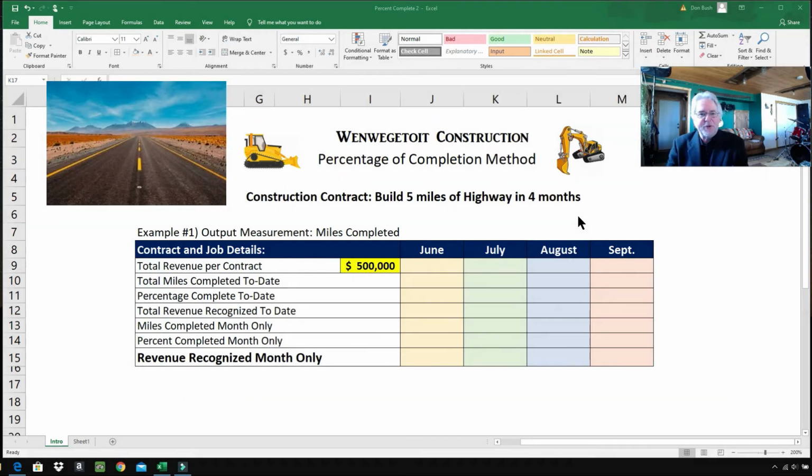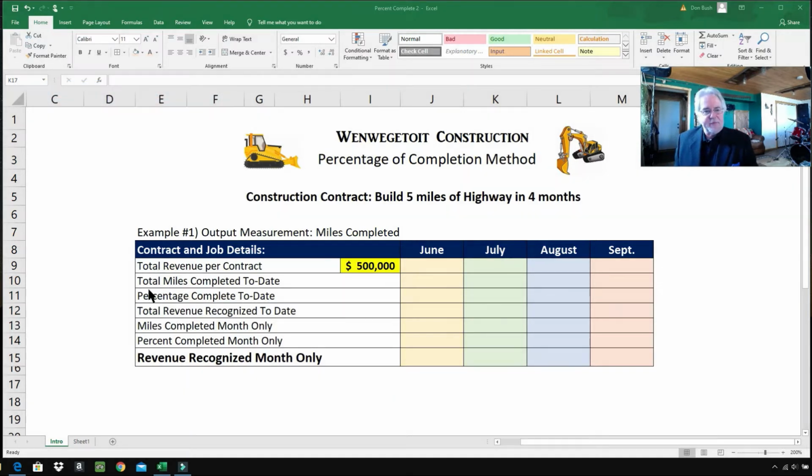So what we're doing is, when we get to construction, they're building 5 miles of highway in 4 months. And if they get the job done, they're going to get paid a grand total of $500,000. Now, the way when we get to construction is going to determine how much they get done is they're going to measure how many miles did we build during a month? Like if they built 1 mile or 4 miles or 3 miles, and we'll keep track of it that way. So here we go. Let's get started.